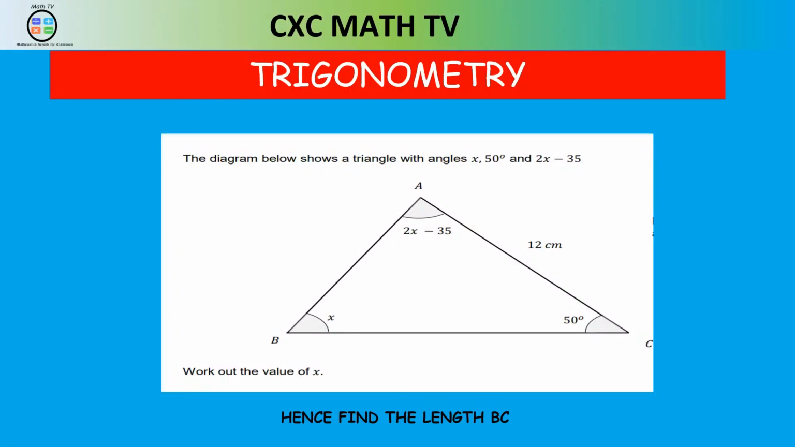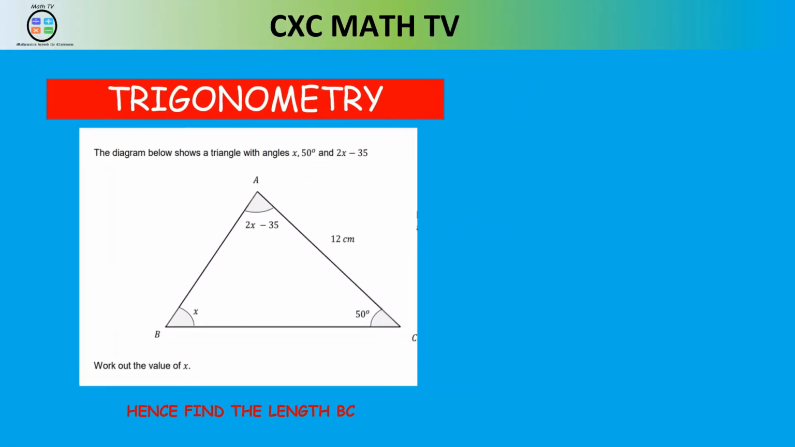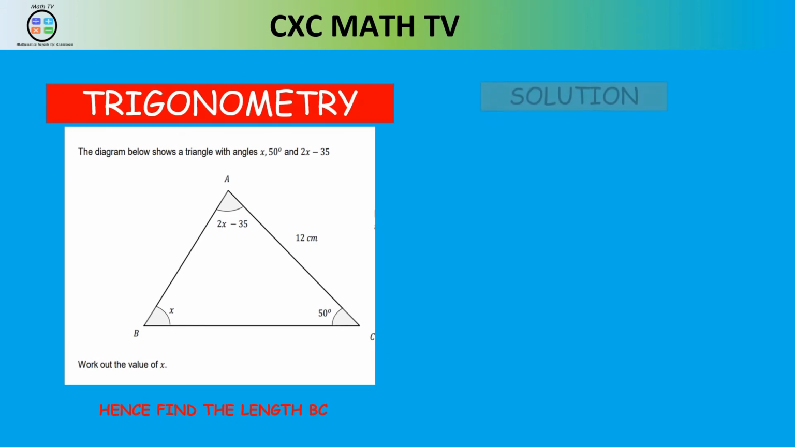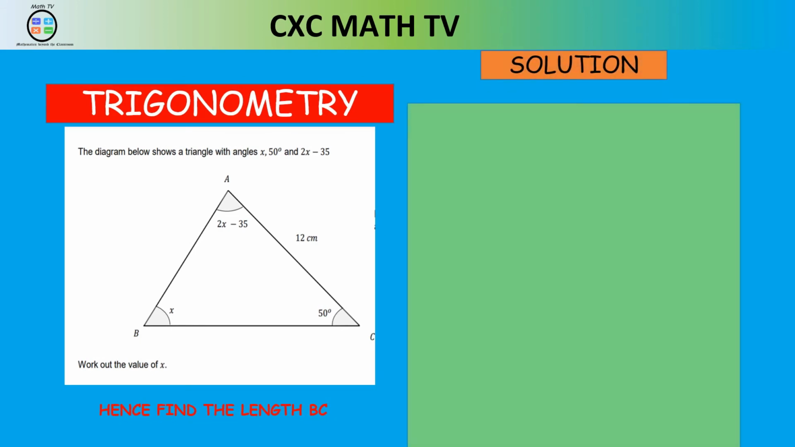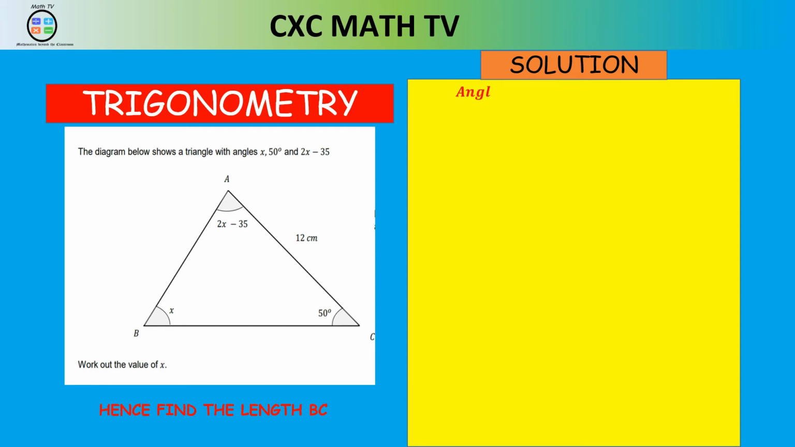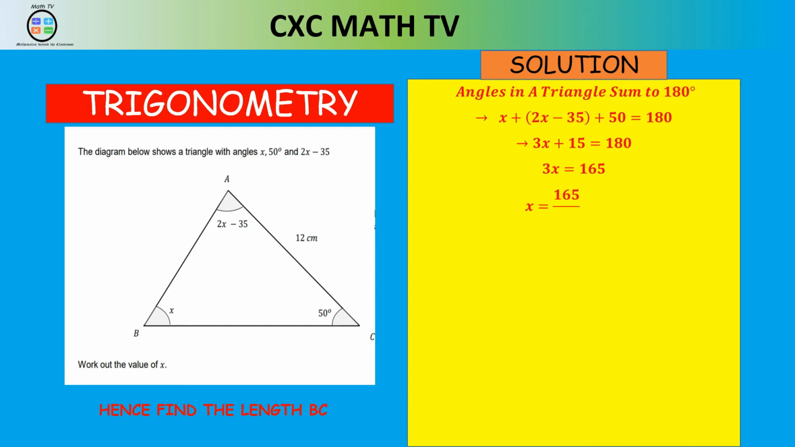Now, in attempting this question, the first thing we should notice is that angles in a triangle sum to 180. So we know that x plus 2x minus 35 plus 50 should be equal to 180. So x plus 2x is 3x. And then the negative 35 plus 50, that's 15. So 3x plus 15 is 180. We can then subtract 15 from both sides to get 3x is 165. We then divide both sides by 3. And so we get x is 55 degrees.